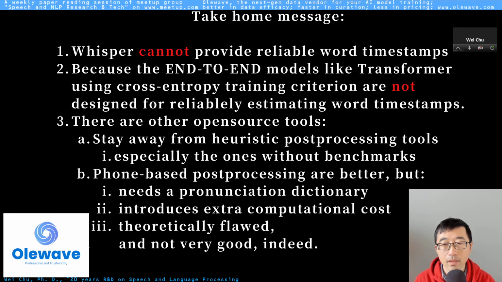The second point is that this is not just one model. It's an extra model on top of, or after, the Whisper model. It introduces extra computation cost, although it's not much, but it does increase the deployment complexity. The third thing is, and this is my opinion, they are also theoretically flawed. They're not completely wrong, they're flawed, and they also have issues. And sometimes those methods still have the issue of inaccurate word timestamps.